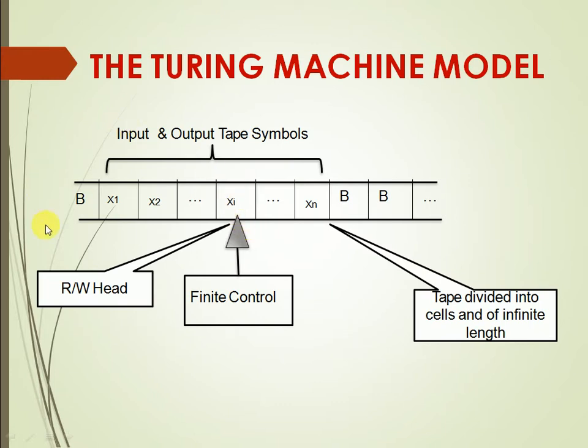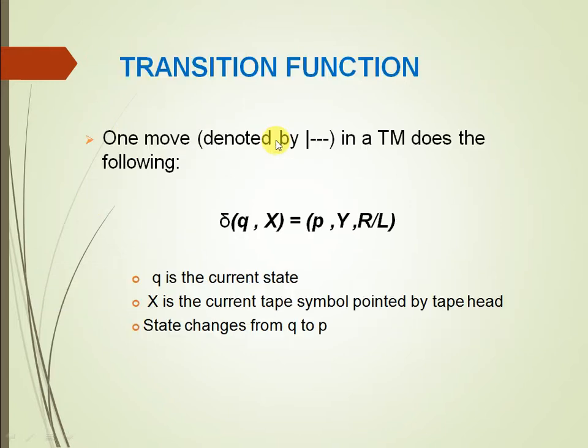Here is the basic structure of the Turing machine model. This is a tape which is infinite. B represents the blank and x1, x2, x3, x4 are the input and output tape symbols. This is the finite control and this represents the read and write operations. The tape is divided into small cells which consist of input or output tape symbols.